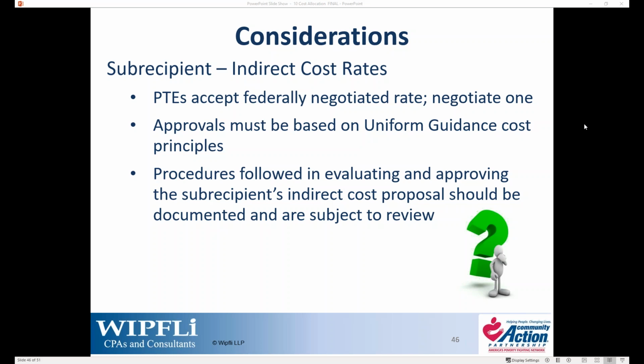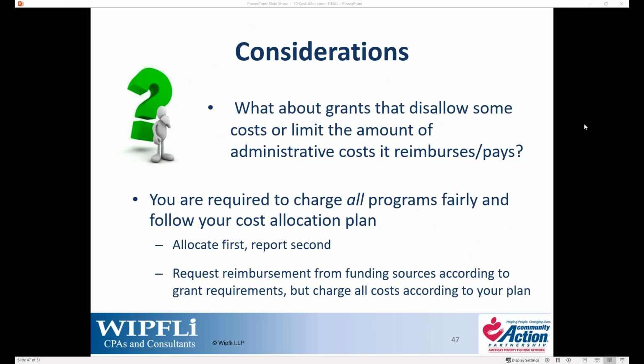Some things that you need to keep in mind: if you have a subrecipient, or you are a subrecipient, pass-through agencies have to accept the negotiated rate, or they could negotiate one with them. Approvals have to be based on the uniform guidance, and procedures followed in evaluating and approving a subrecipient's indirect cost proposal should be documented and are subject to review.